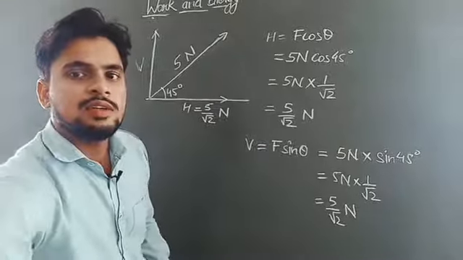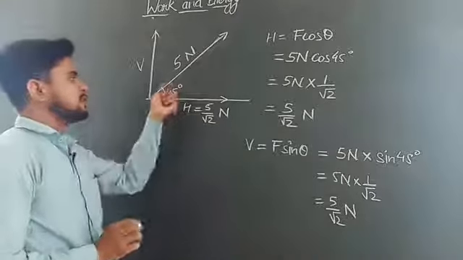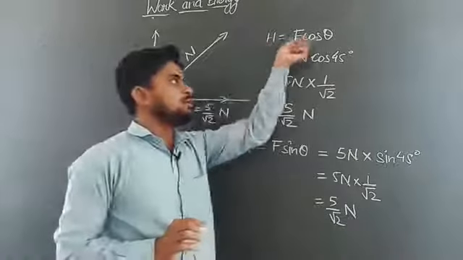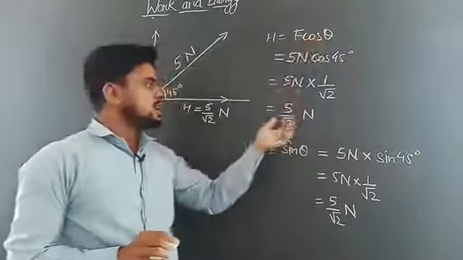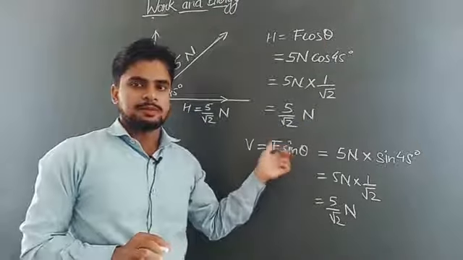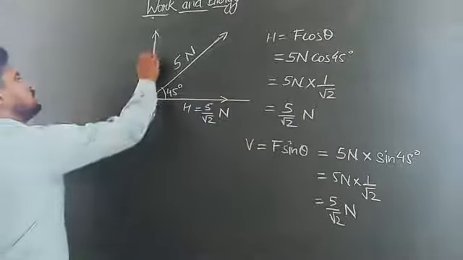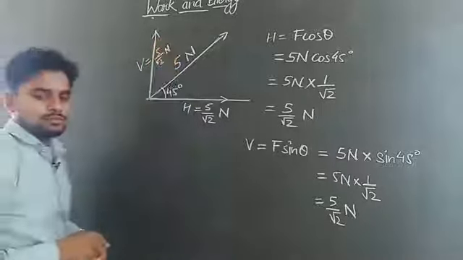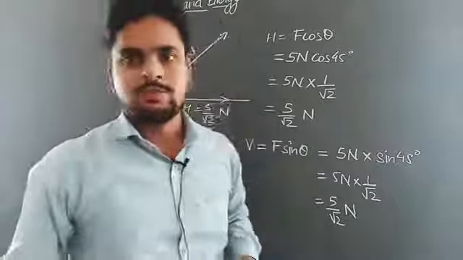Whenever you have given a force which is inclined at a certain angle, then you can determine the horizontal component by using the formula F cos theta and the vertical component by using the formula F sin theta. So this is also equal to 5 by root 2 Newton. Okay students, so I hope it is clear.